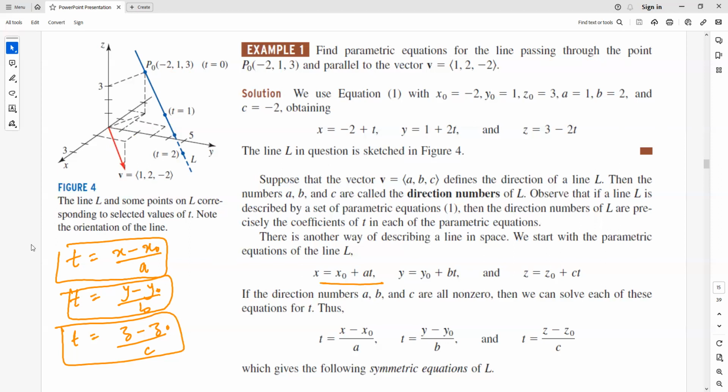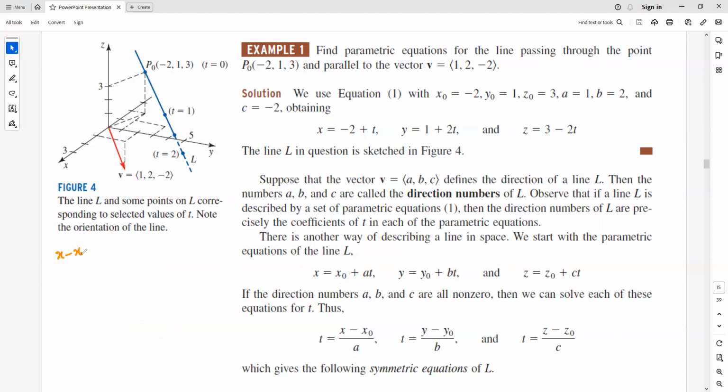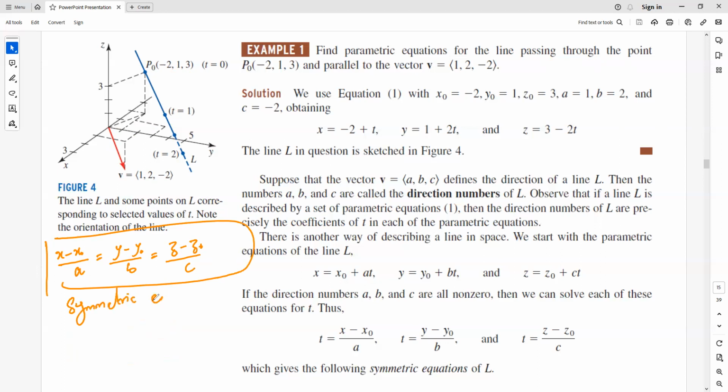I can write that x minus x naught over a equals y minus y naught over b equals z minus z naught over c. So this is also the representation of the line, and this is called the symmetric equation of the line.